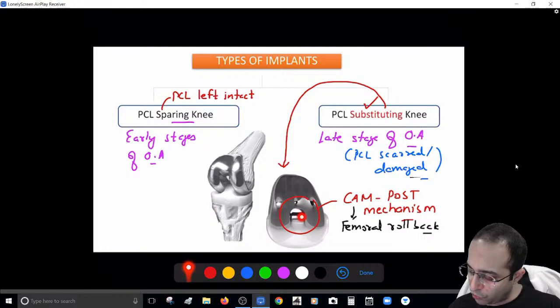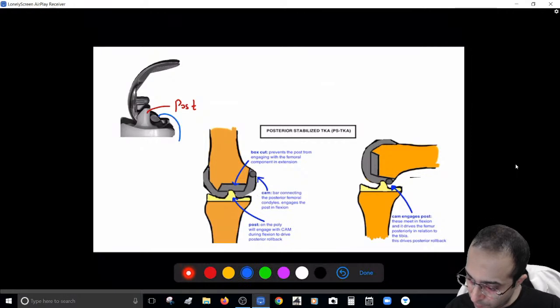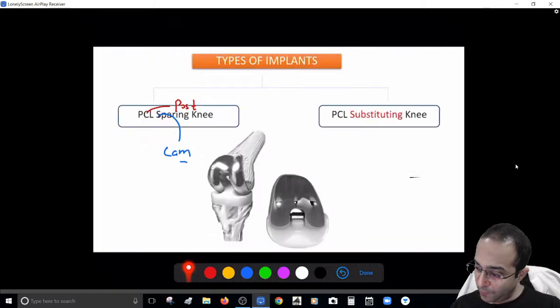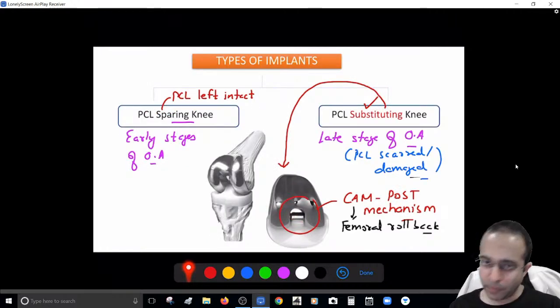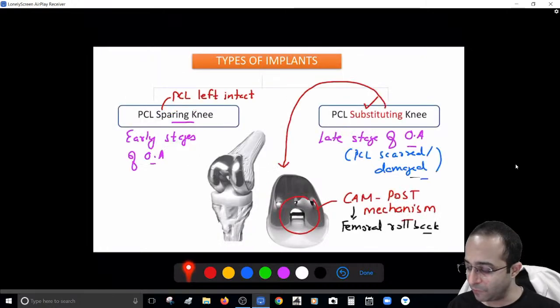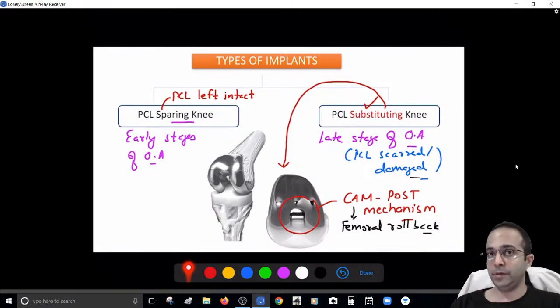And this horizontal connection between the two femoral condyles is called the cam. So together they constitute the cam-post mechanism. Now this is the cam, this is the post. So when the knee flexes beyond 90 degrees, this cam will hit on this post, and this post will push the cam back, and in this way this cam-post mechanism will produce that femoral rollback even if the PCL is scarred, damaged and absent.